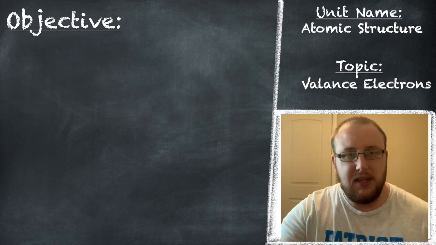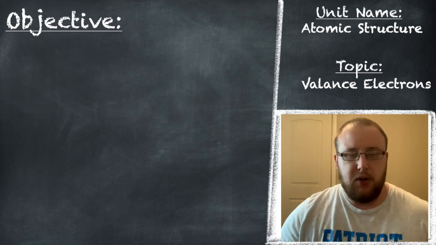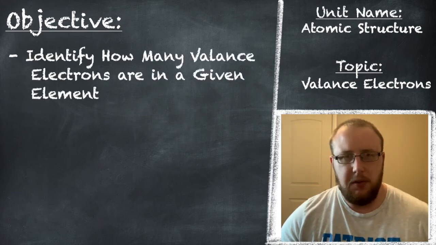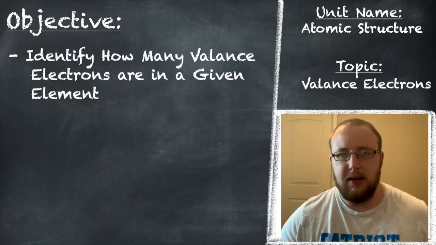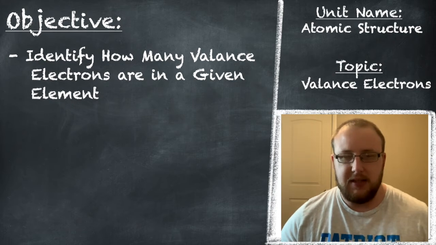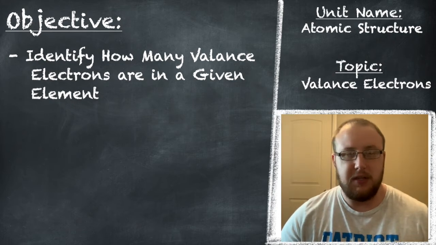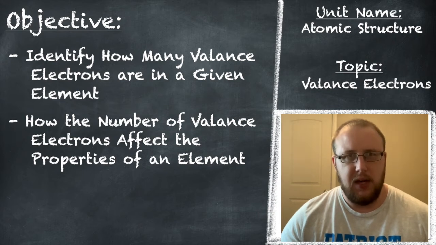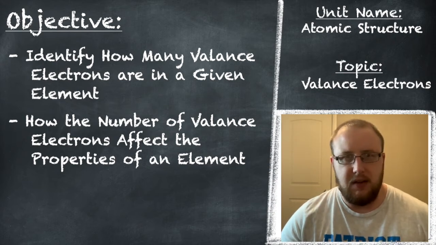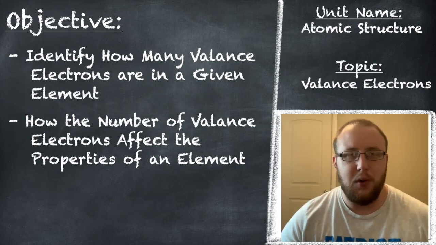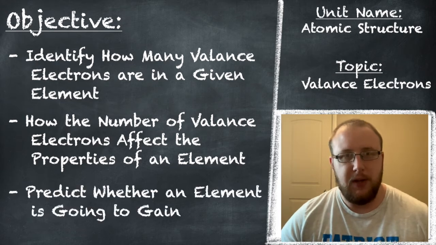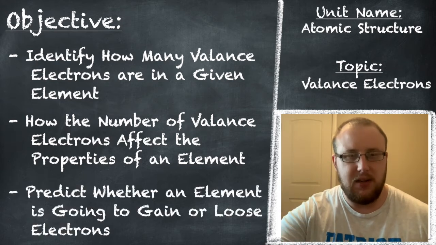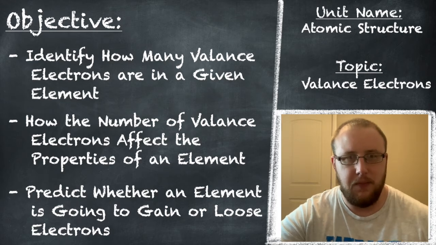Before we start, let's talk about our objectives. Our objectives for today are to identify how many valence electrons are in a given element, so we're able to see an element and say, hey, that element has X amount of valence electrons. We also need to be able to determine how the number of valence electrons affects the properties of an element. So how do 3 valence electrons affect an element as opposed to 5, and so on. And finally, we need to be able to predict whether an element is going to gain or lose electrons. So in saying all that, let's dive into what we have today.